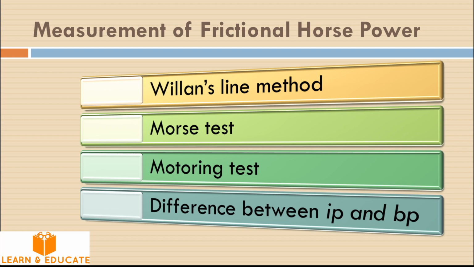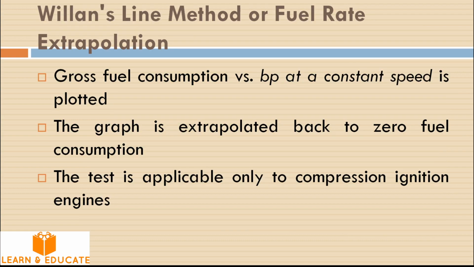Now, another important term to measure in comparing the performance of an internal combustion engine is frictional horsepower. There are several methods to measure the FHP of an engine: Willans line method, Morse test, motoring test, and finally the difference between indicated power and brake power. We will see them one by one.